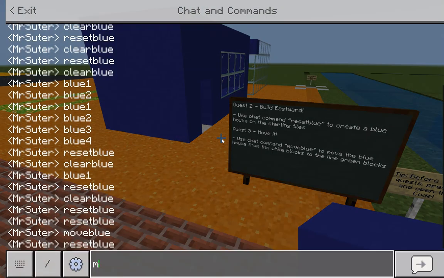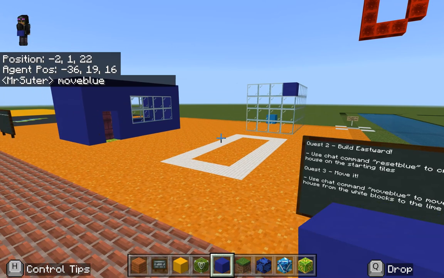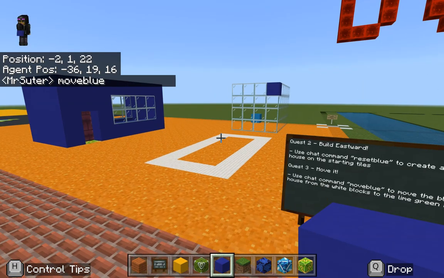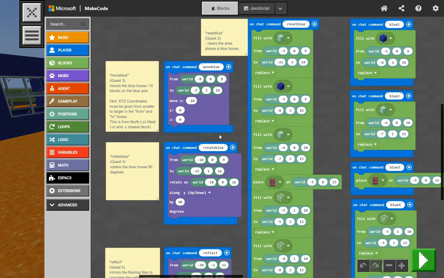So how did this move blue command work that it moved the entire house 10 blocks that direction? Well, it's really interesting. If we hit the C key and look at the move blue, you'll see we're giving it two sets of coordinates. We're saying from this block at this location to this block, we're going to move it -10 on the X.